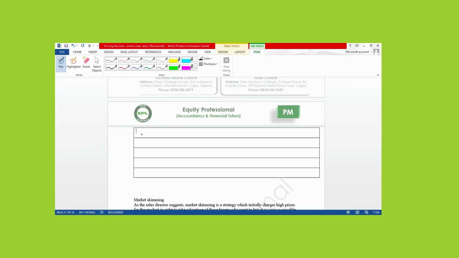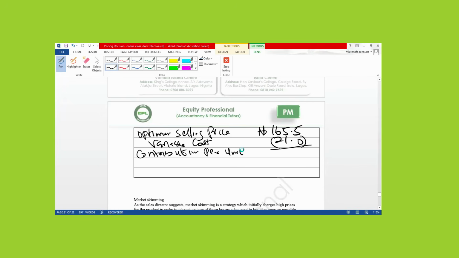Optimum selling price: 165.5. Variable cost per unit: 21 naira. Please get the contribution per unit. Contribution per unit is 165.5 minus 21, which is 144.5.